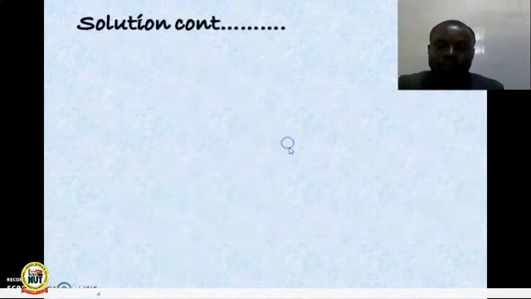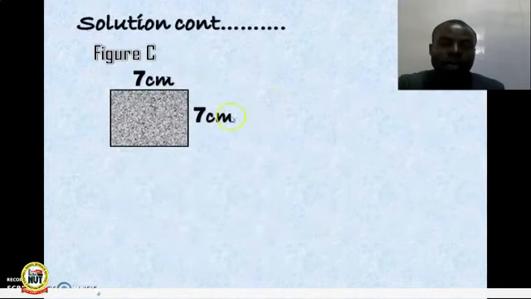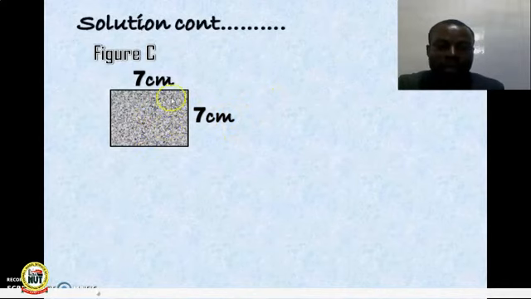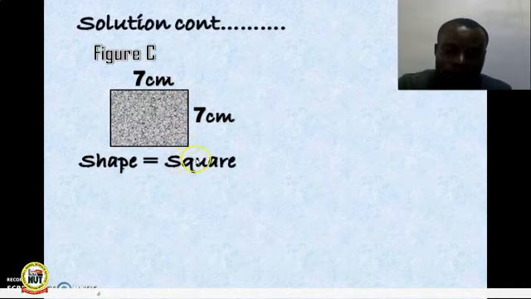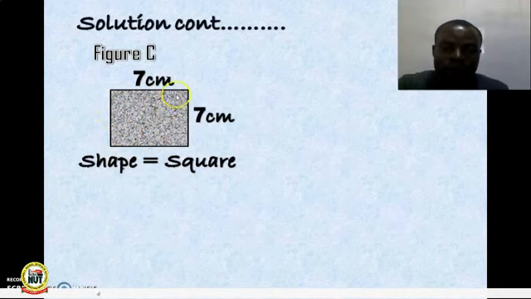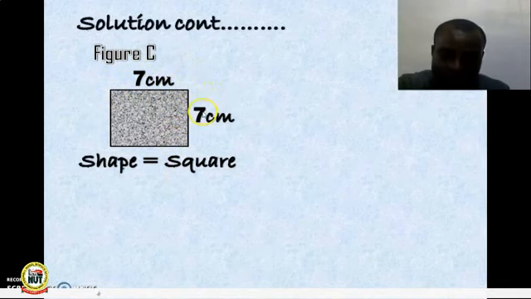That is figure C. Figure C is very simple. Look at figure C, a very nice tie. It looks like a tie, right? So we have 7 centimeters here, and we also have 7 centimeters here. It means the length is equal to the breadth. And when you have length equal to the breadth, what do you call it? Square, because all the sides are equal. This side is equal to this side, and this side, and this side. So the 4 sides are equal, and such a shape is a square. So the length of this square is 7 centimeters.